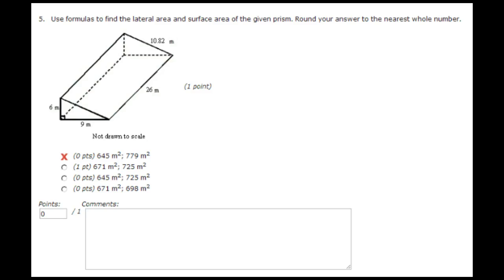Okay, now we're looking at number 5, and we've got a 3-dimensional figure here. The problem says use formulas to find the lateral area and surface area of the given prism. This is going to be two different quantities. The lateral area is one quantity, and then the surface area is another one. And it says round your answer to the nearest whole number. So we're going to go through both calculations here so that there can be some understanding of this problem.